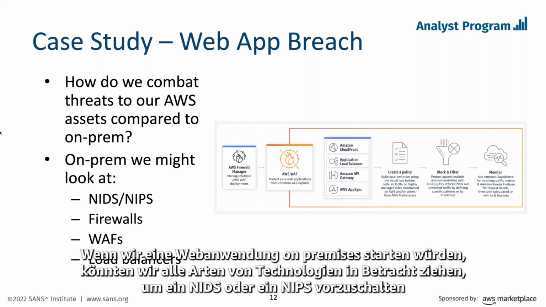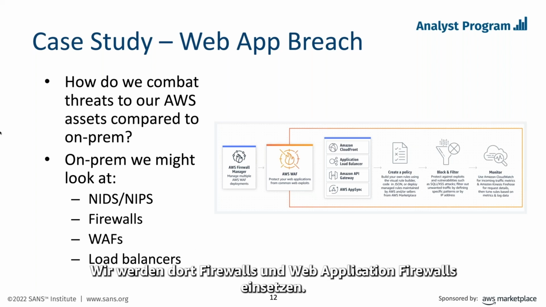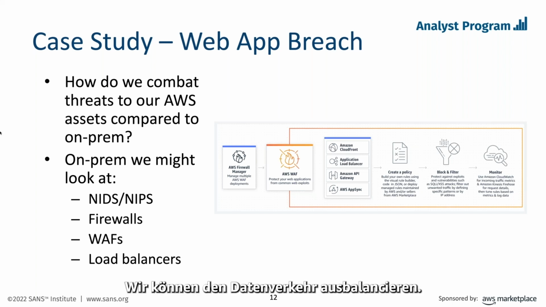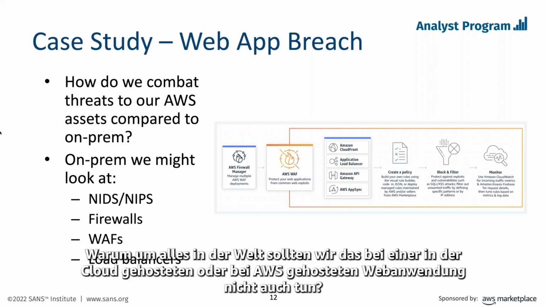And if we were on-prem and we launched a web app, we might look at all sorts of technologies to put in front of this thing, a NIDS or a NIPS, or we might pipe traffic off to the side. We're going to put firewalls and web application firewalls out there. We might load balance traffic. We're going to do all sorts of things to mitigate the risk to a web app that we're hosting ourselves. Why on earth would we take that away from a cloud hosted or an AWS hosted web app as well?